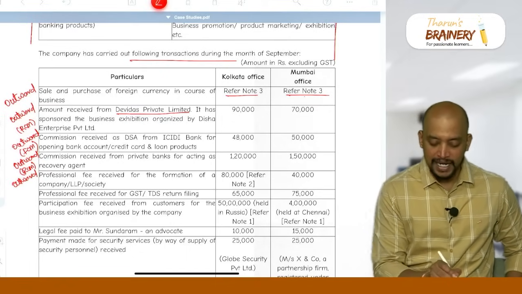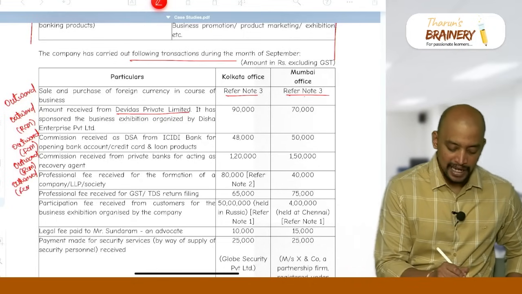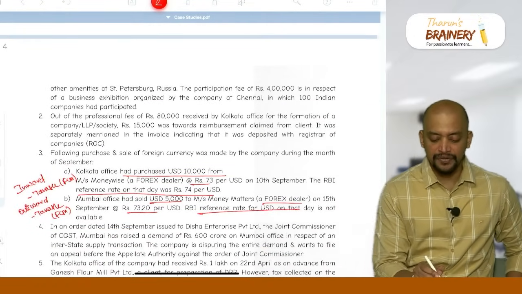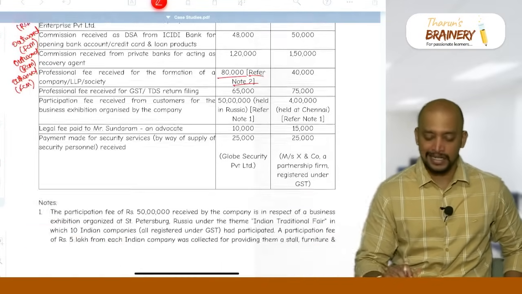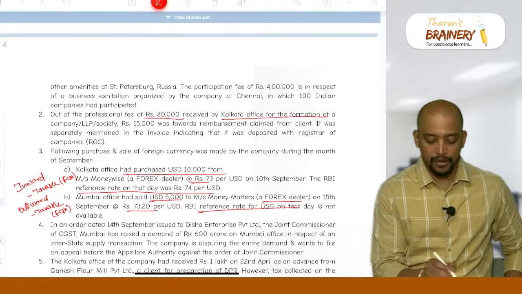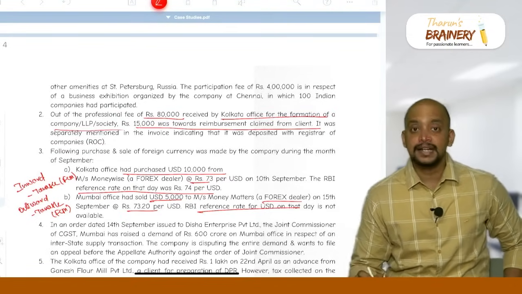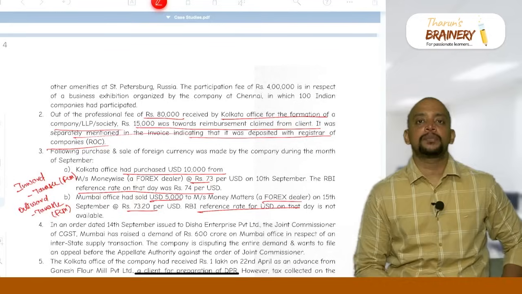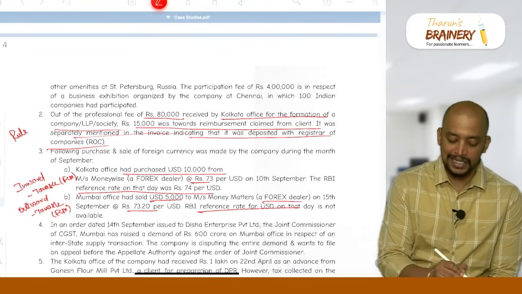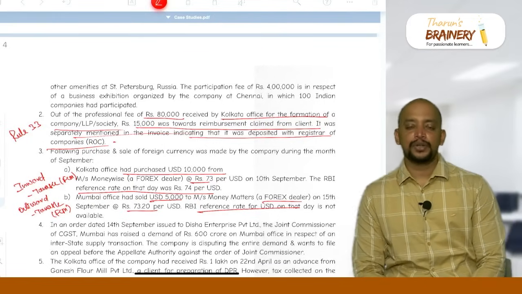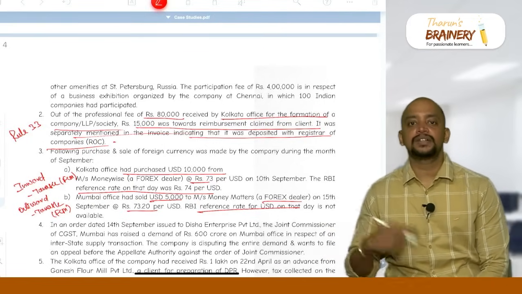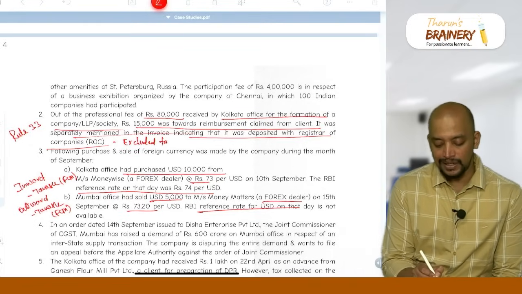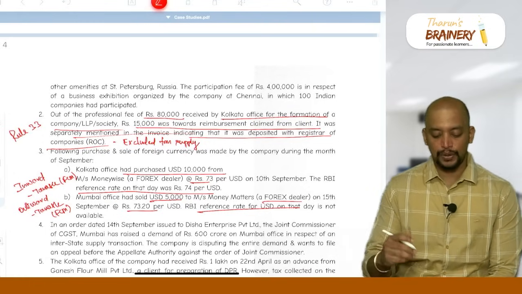Then professional fee received, again it will be outward, and for professional fee we don't have any RCM. For formation of a company, LLP or society, this will be coming under FCM, but related to this there is one note 2. So have a look into note 2. Out of the professional fee of 80,000 received by Kolkata office for the formation of company, 15,000 is towards reimbursement claim from client. It was separately mentioned in the invoice indicating that it was deposited with the registrar of companies, meaning expenditure incurred as a pure agent. Rule 33, expenditure incurred as a pure agent, recipient liability incurred by supplier and recovered from the recipient by acting as a pure agent, will be excluded from supply. Therefore it will not be chargeable to any GST.